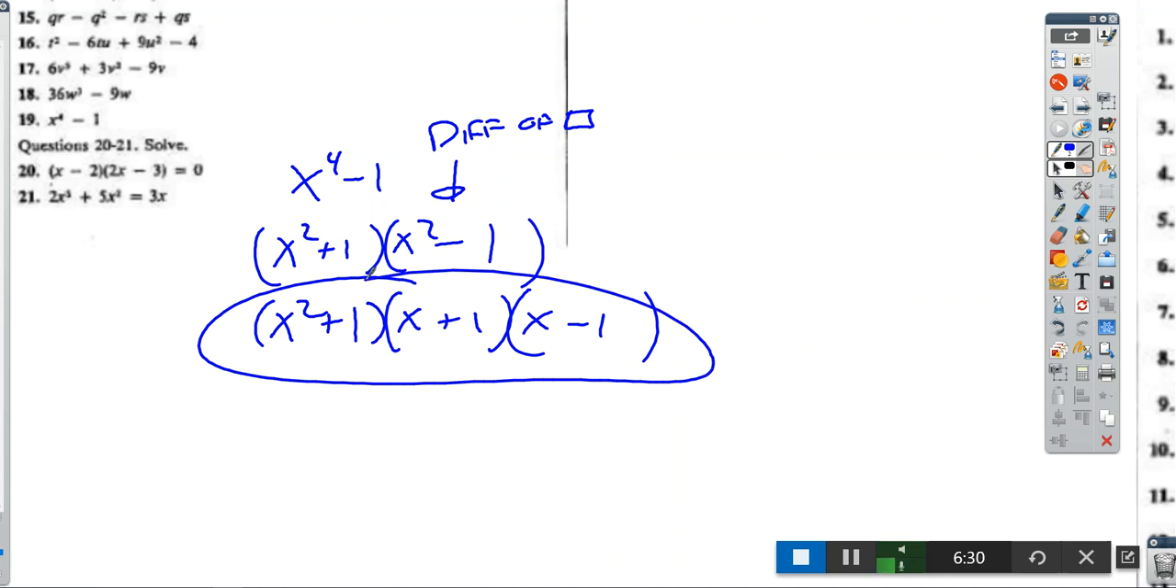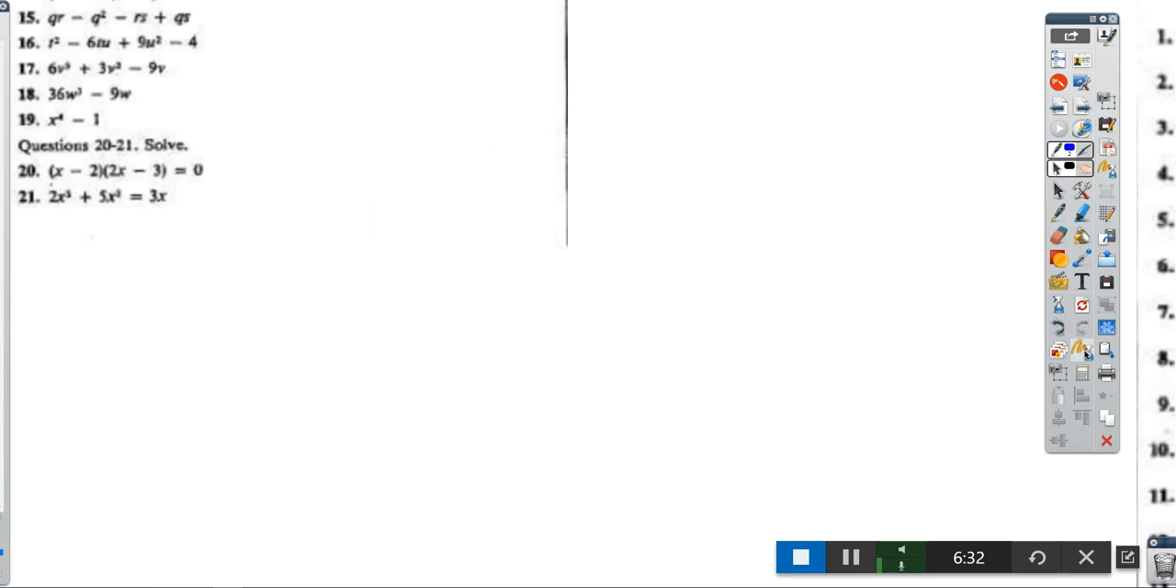All right, last two on this page. Woohoo! All right, so we have x minus 2 times 2x minus 3 equals 0.